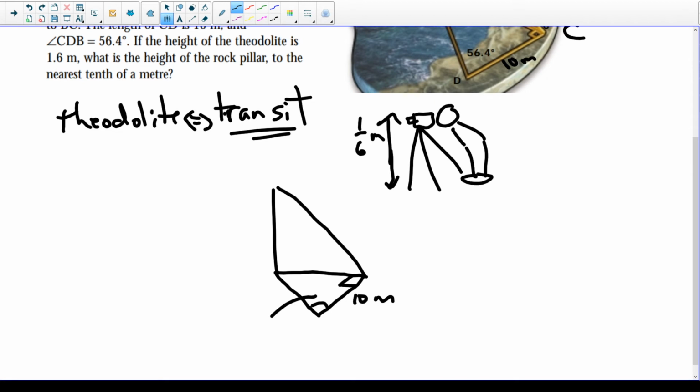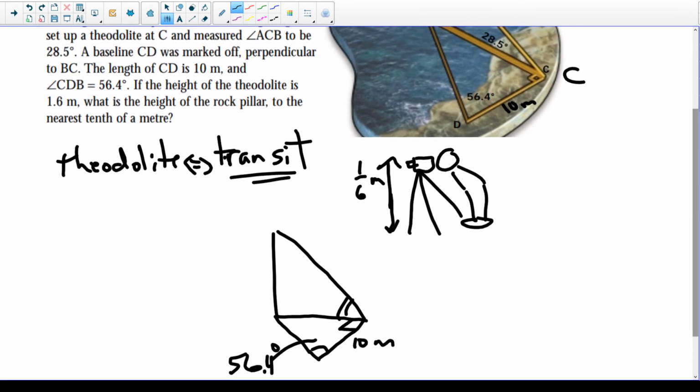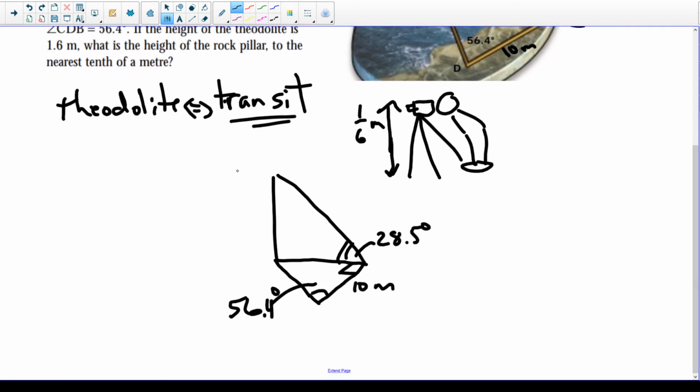I'm just going to write it off to the side. So this is 56.4 degrees, knowing that this is 28.5 degrees, is all we need to be able to find the missing height, which is this height here. Actually, I'm going to call it y because it's vertical, okay?